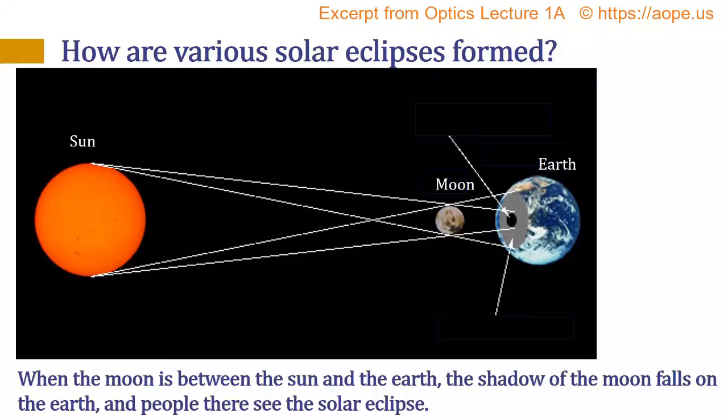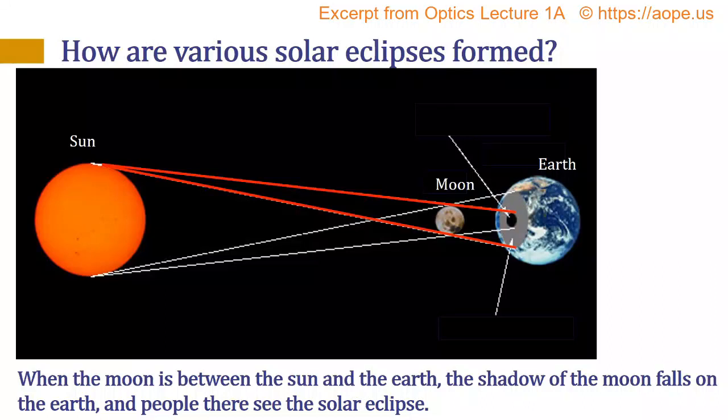Specifically, for example, the light from this point on the sun passes the edge of the moon and gets projected on Earth here, while another ray of light from the same point glides on the other edge of the moon and gets projected on another spot on the Earth. The shadow of the moon is created between these light rays.